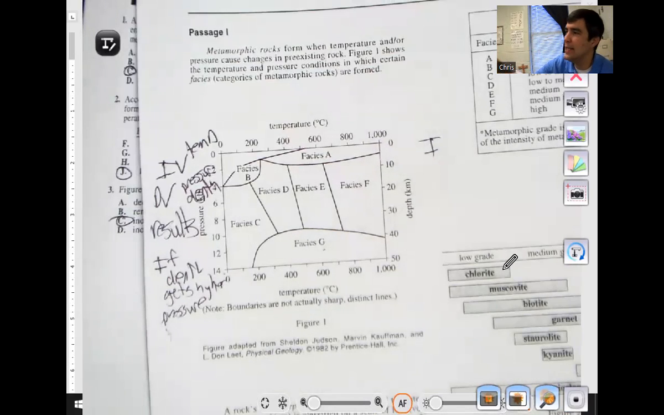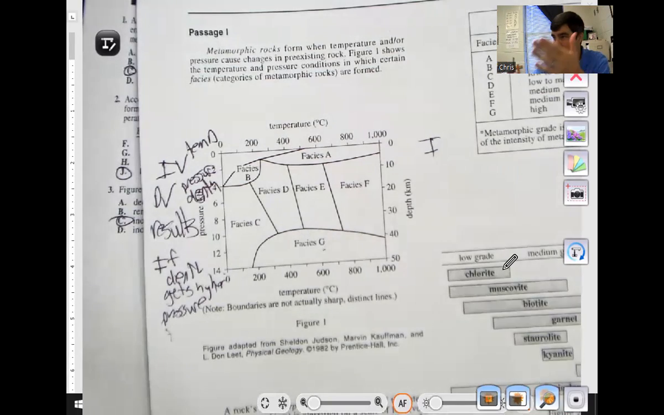The point is, you just got to keep on it. The whole ACT science section is a bunch of experiments. And your job is to understand what did they do in the experiment? What did they change on purpose? What did they measure? And what were the results? And then you have to be able to read well and understand what the question wants.